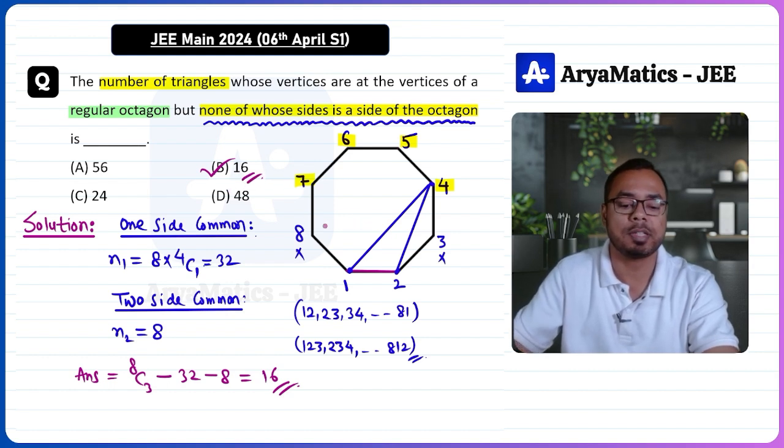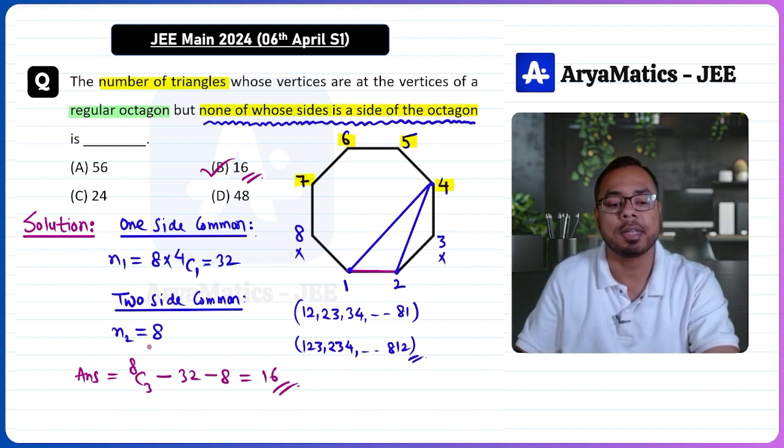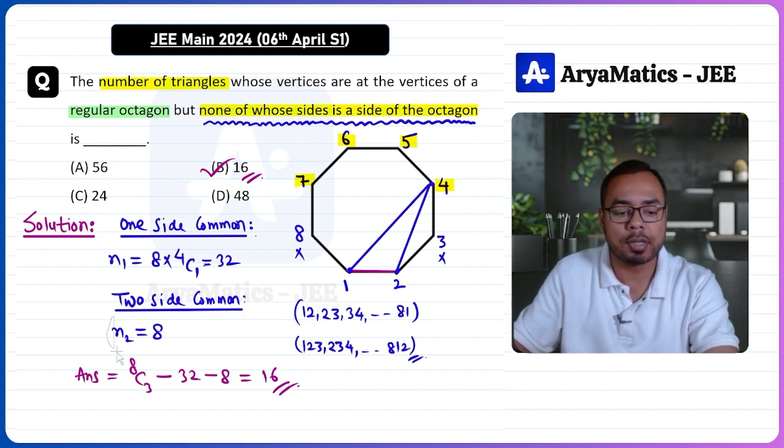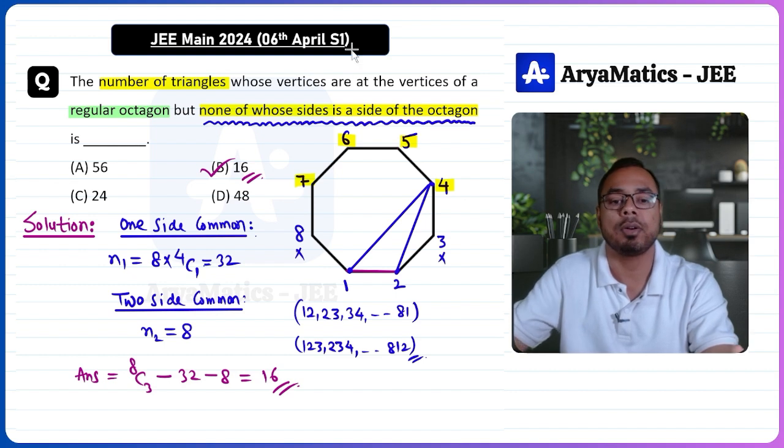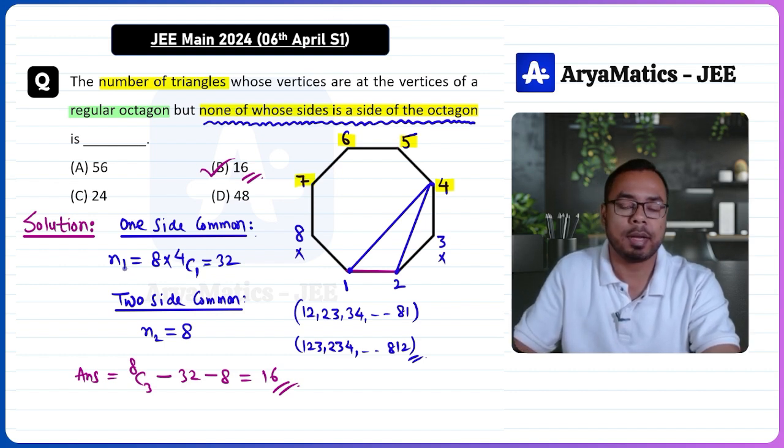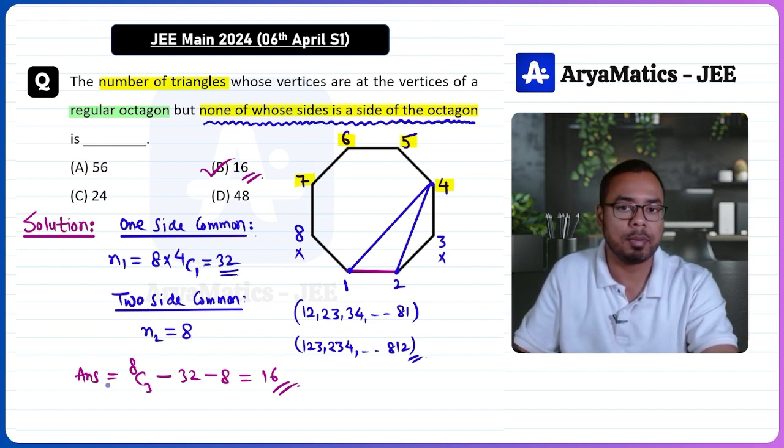So this was a problem where first we had to find the total number of triangles, and then we had to remove those triangles which have either one side in common or two sides in common. Number of triangles having one side in common, 32. Number of triangles having two sides in common, 8. And therefore, the number of triangles having no side in common, 8C3 minus 32 minus 8, which is 16. And therefore, the correct answer for this problem is the second option.